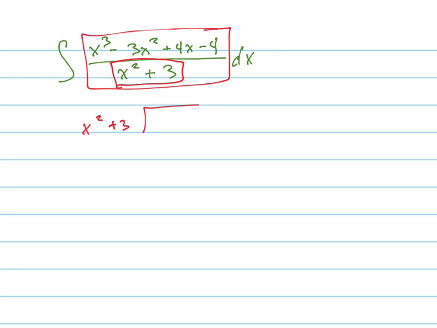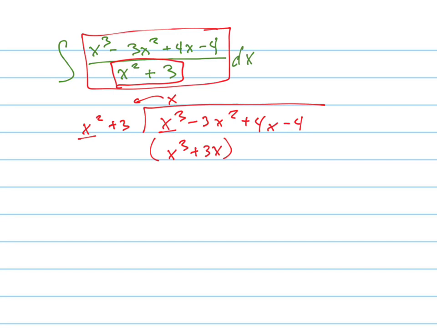So x squared plus 3 goes into x cubed minus 3x squared plus 4x minus 4. This goes into this x times. When I multiply, I get x cubed plus 3x. I'm going to have to leave some space here, because 3x is actually going to be over here, plus 3x. Notice there's no x term there. And remember, I'm subtracting that. So when I distribute that negative in, that goes away. It becomes negative 3x squared plus x minus 4.